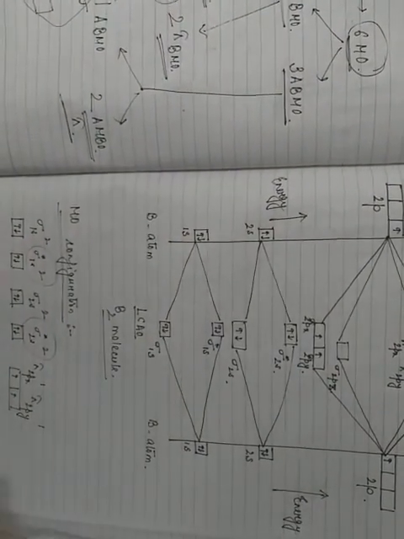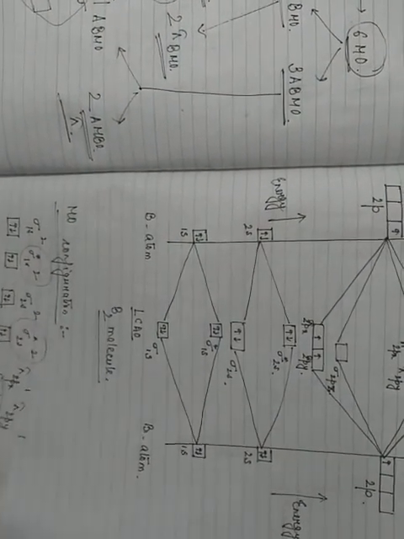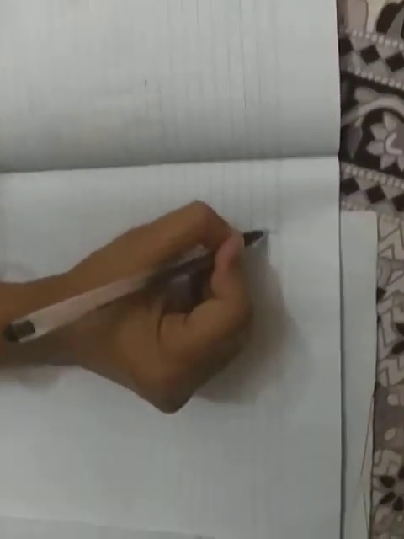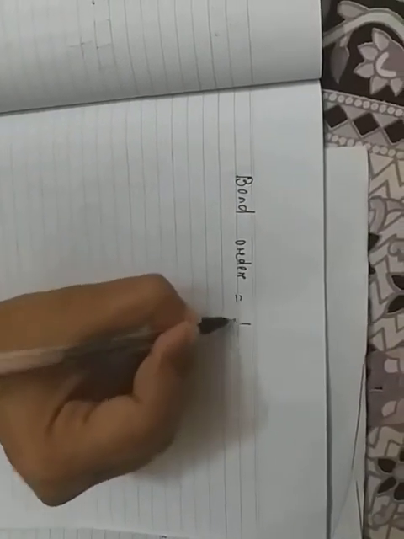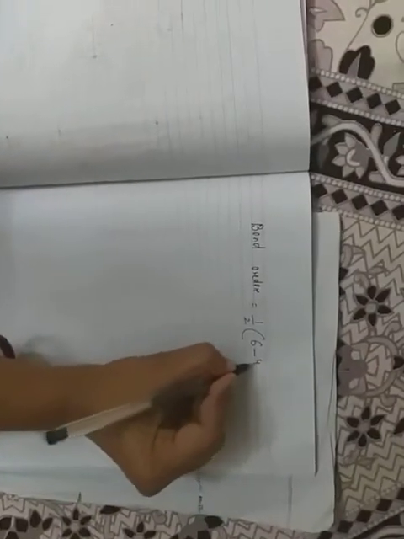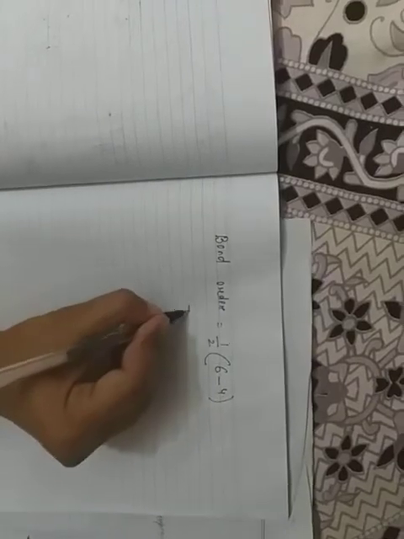It means if we have the bond order to be calculated, the bond order comes equal to half into number of electrons in bonding molecular orbital minus number of electrons in anti-bonding molecular orbital. In bonding molecular orbital, we have 2, 2 and 1 and 1, that means 6, and in anti-bonding we have 4. So as a whole, the bond order comes equal to 1.